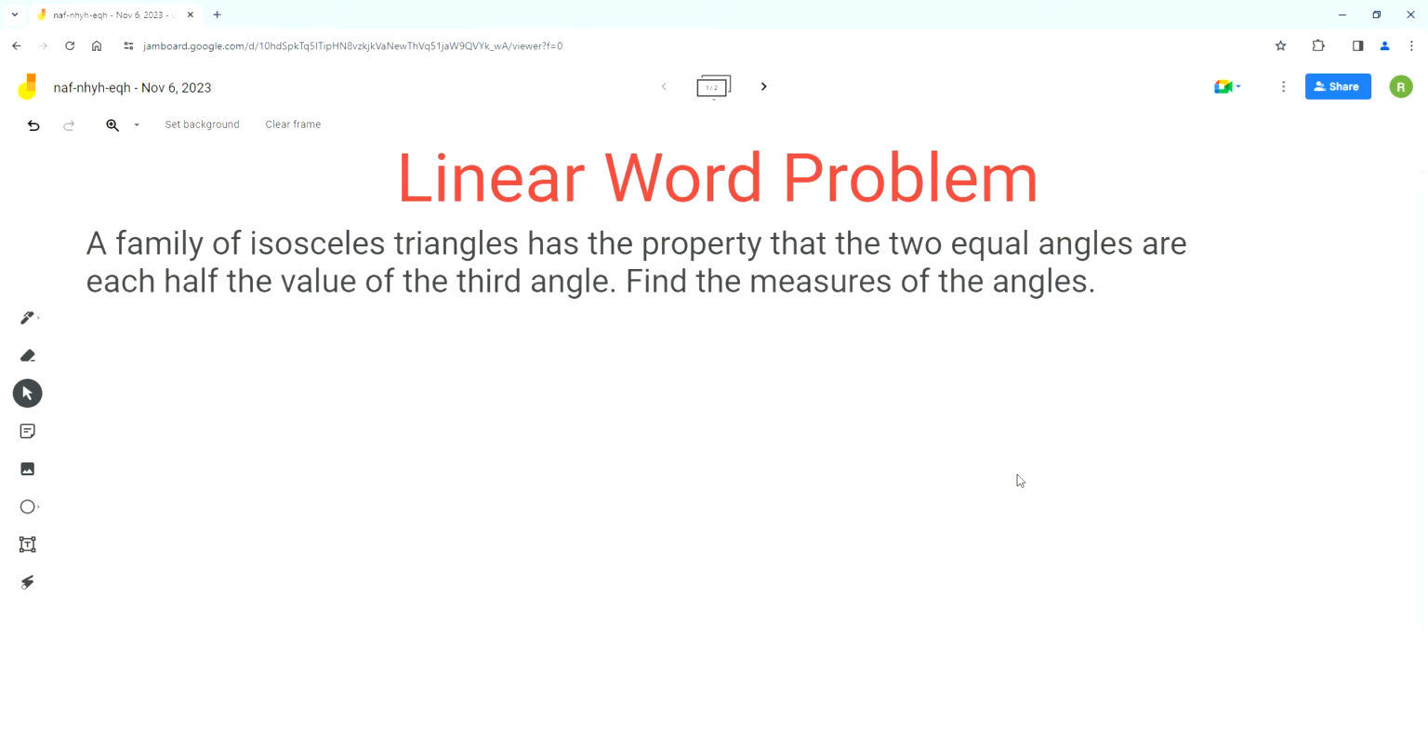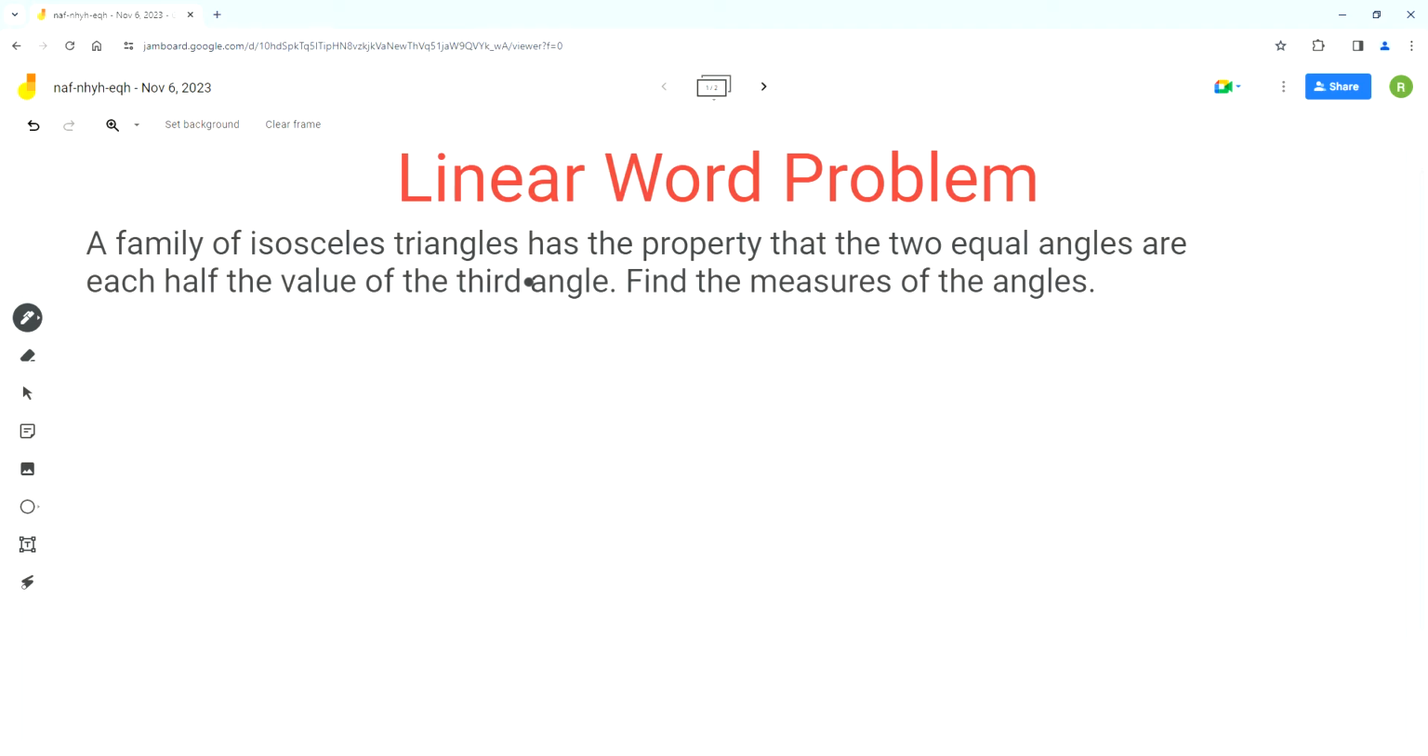So let's get started. A family of isosceles triangles has the property that two equal angles are each half the value of the third angle. And we have to find the measures of the three angles in the triangle. An isosceles triangle is a triangle in which two side lengths are equal. So as a result, two internal angles in the triangle are congruent, or they have the same measurement.